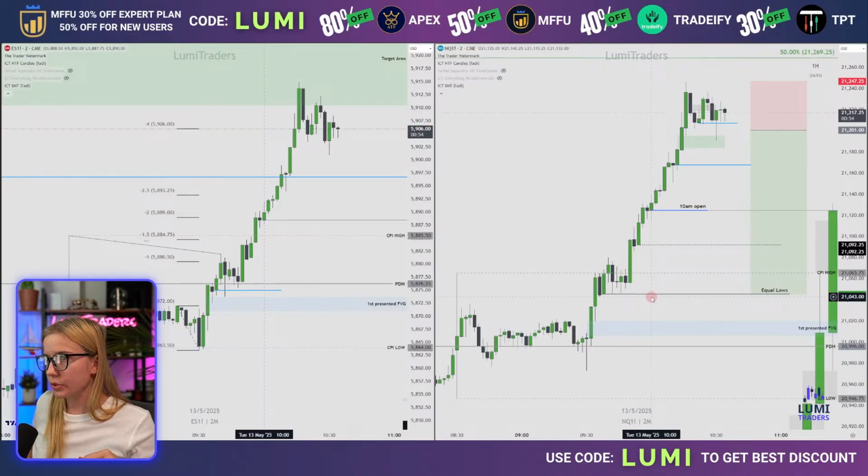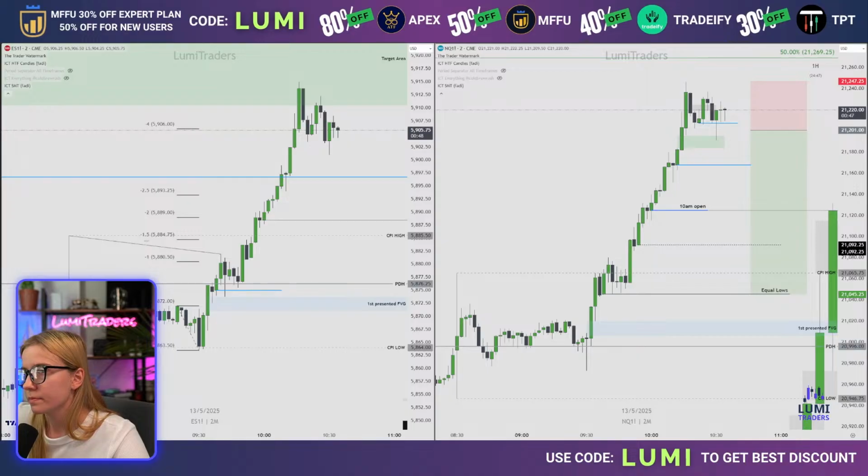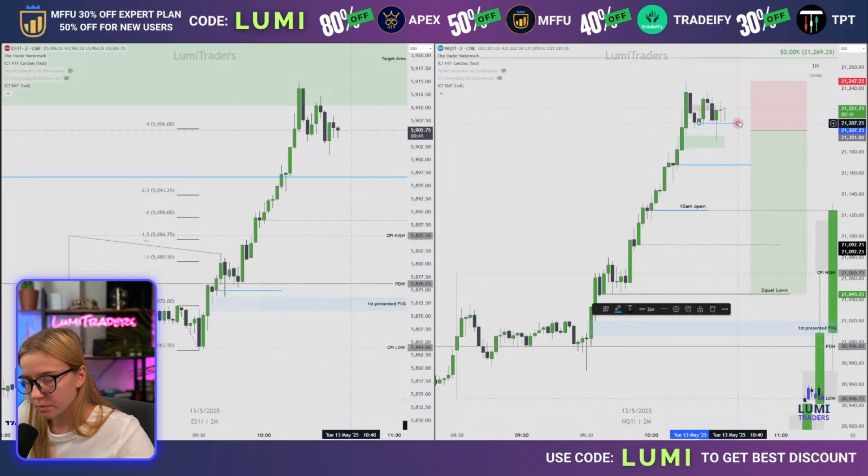Oh, I'm not in yet. So waiting for order block. Will show. Need to get the closure below this line right here.